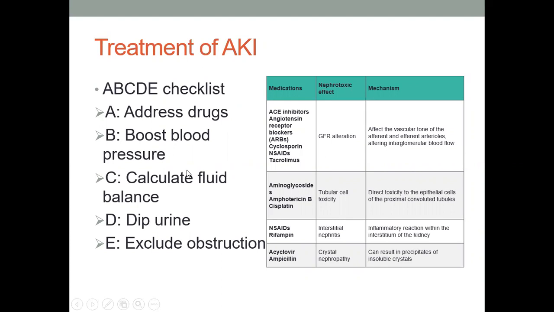So your B: you want to boost blood pressure as much as possible with fluid, inotropes and vasopressors as the need may be. You want to do your urine tests all the time, like I said, urinary sodium, all of you, and you want to exclude obstruction. So if you have a case of AKI, you want to go through the ABCD checklist. I hope this will be useful.